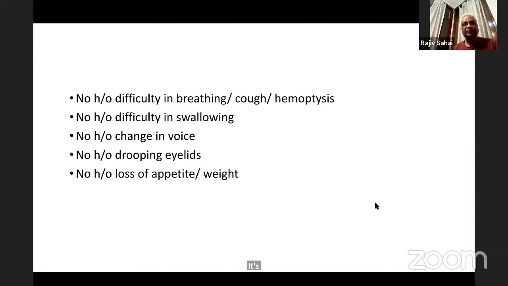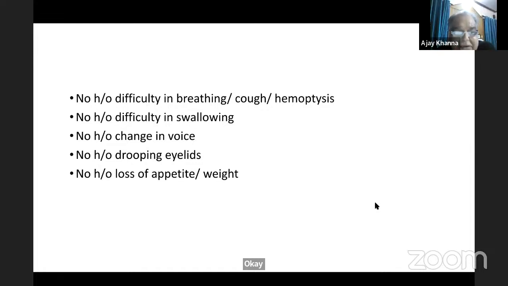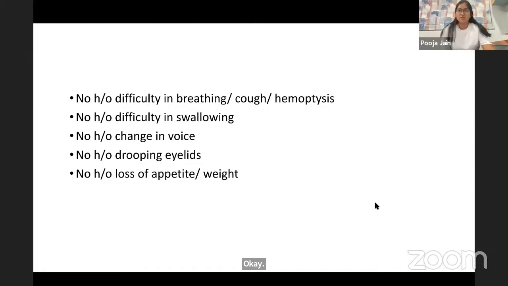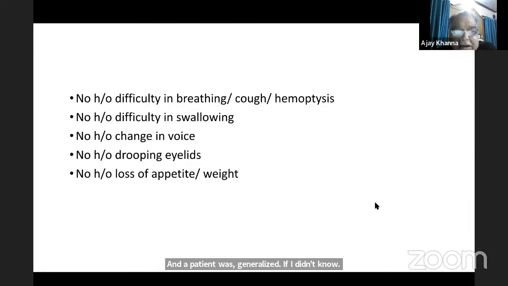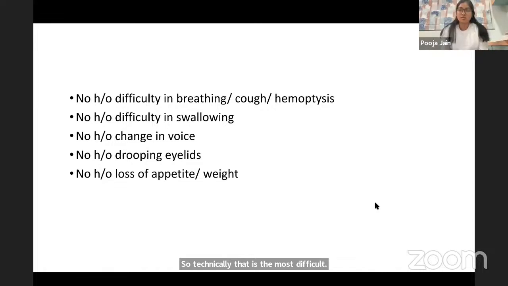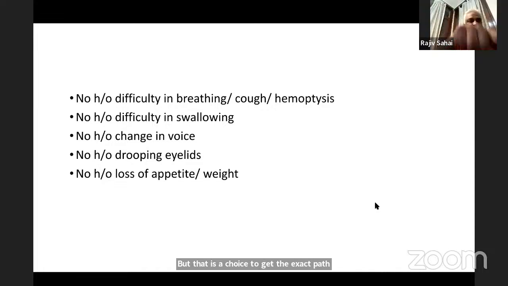Because if you are given a choice to take a biopsy in a patient who has generalized lymphadenopathy, having cervical, axillary as well as inguinal nodes, and a lower cervical node is there, that is your choice. Yes. So technically that is the most difficult, but that is the choice to get the exact pathology. Okay, sir. Because the drainage is from upper to lower, right? Yes, sir.